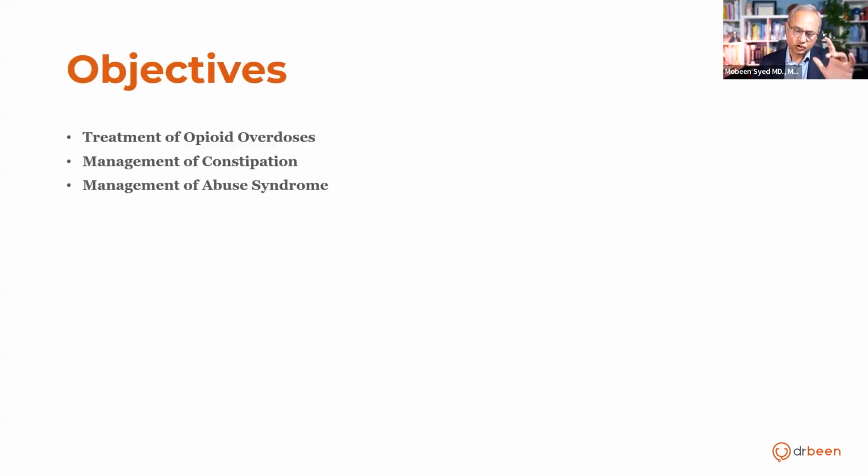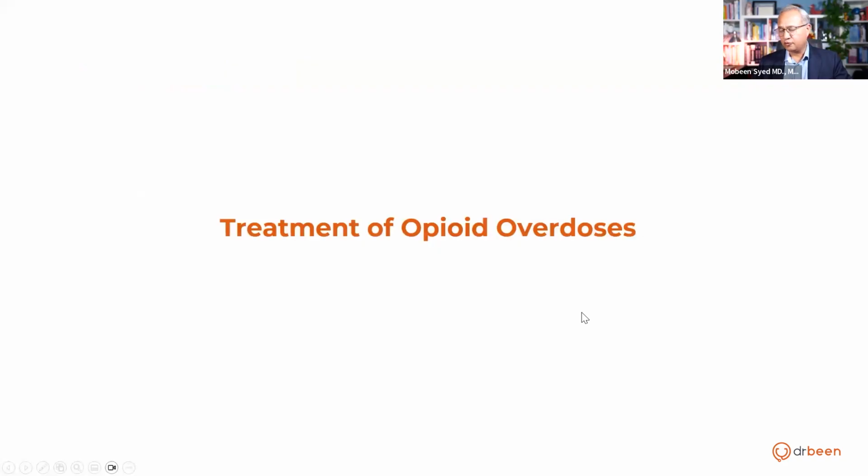Objectives, really short lecture today. Treatment of opioid overdose. These are the therapeutic uses of antagonists. Antagonists are the ones that are against the opioid, that are going to counter the opioid. And we've done that discussion in detail before for what the antagonists are. So treatment of opioid overdoses, management of constipation, management of abuse syndrome. So, treatment of opioid overdoses.